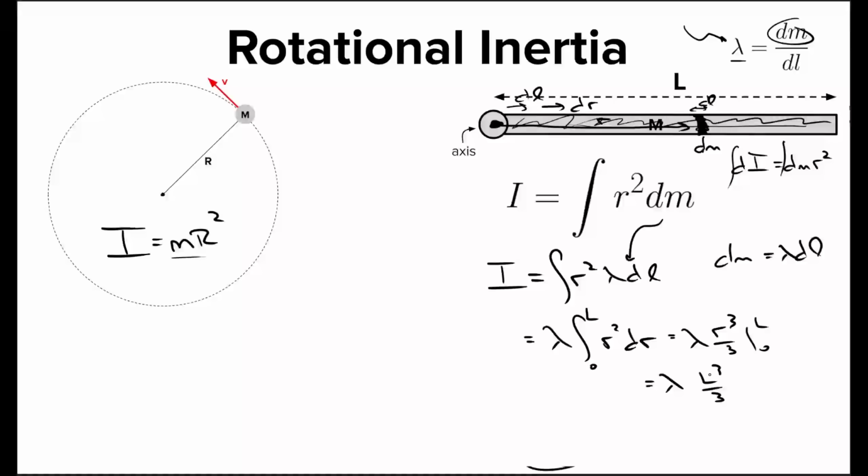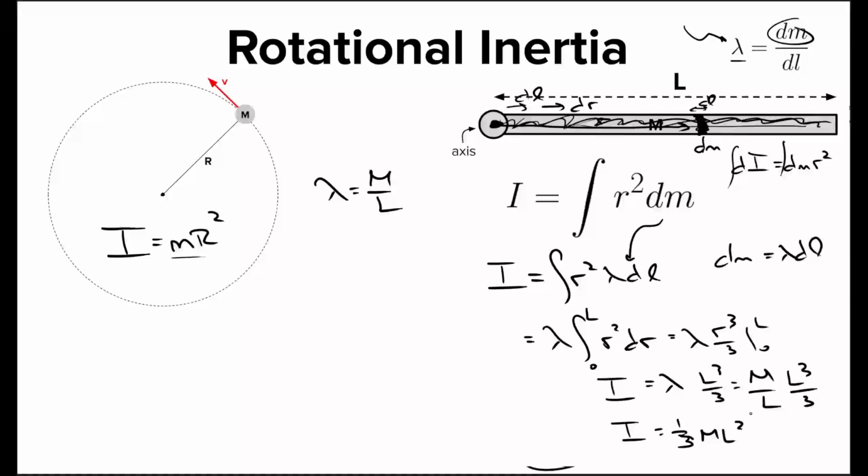And you're like, that's not what I remember the I of a rod being. Yeah, because look, lambda is the mass per length. So this lambda was uniform. So I can just write it as total mass per total length. So I know if it's uniform, then the little bit of mass over this little bit of length should be the same as the total mass over the total length. I know the total mass is m, total length is L, so let's plug that in. Mass per length is the lambda, times L cubed over 3. This cancels one of those. I'm going to get I is 1 third mL squared. That is the rotational inertia of a rod about its end.